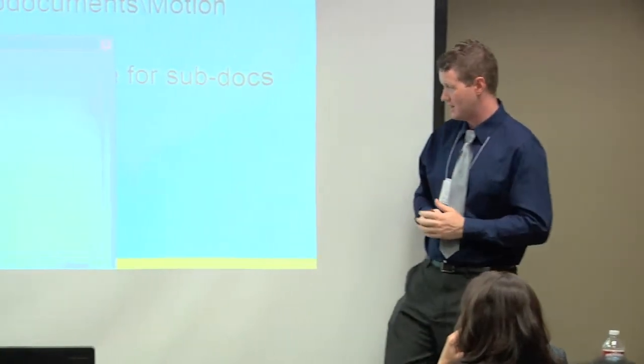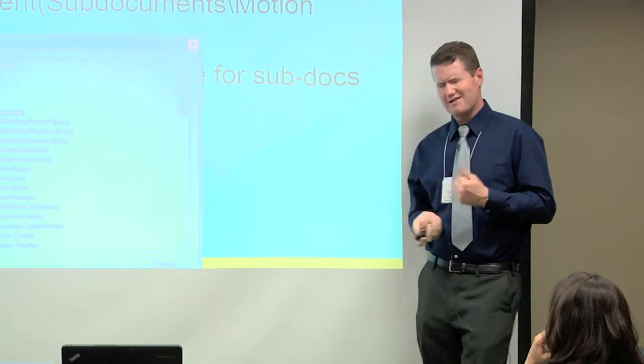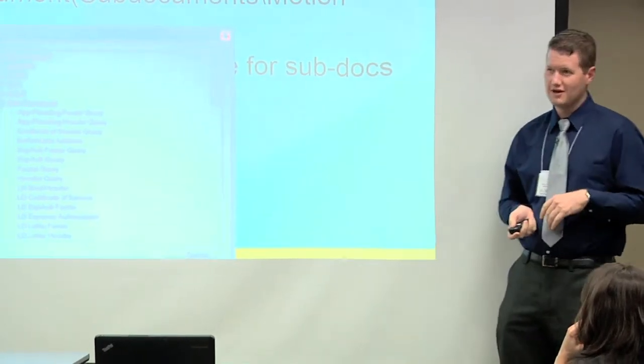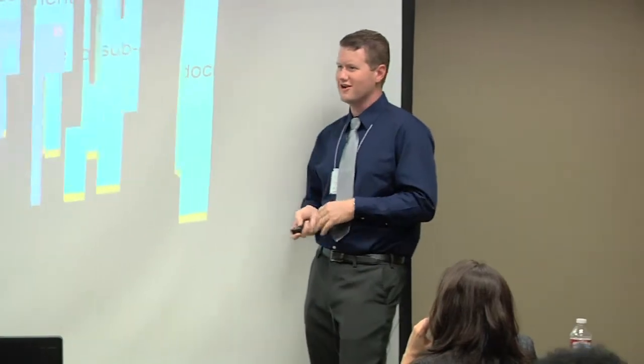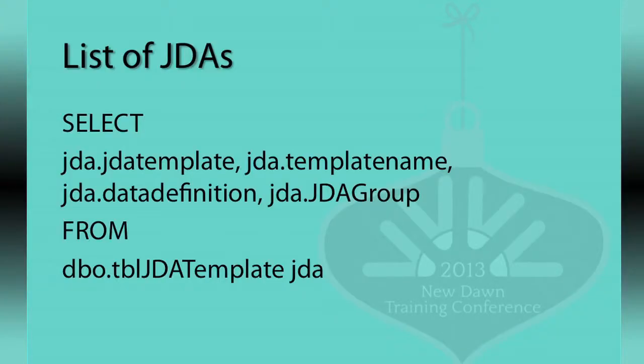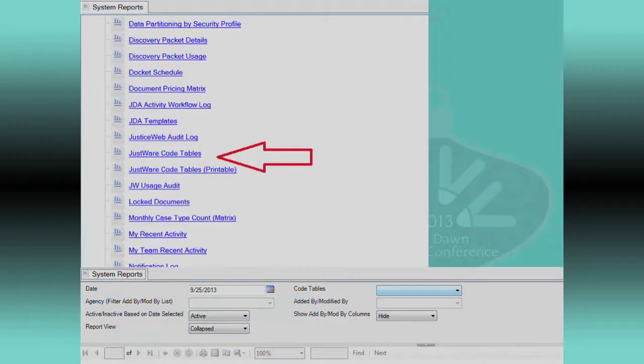How can I organize this in any way? And someone actually in a class right before lunch asked me, hey, how can I get a list of the JDAs that I can play with? And I was like, oh yeah, well that's actually really easy. And I just wrote him the SQL query to get it, not thinking that actually Nudon already built a report to do this. It's called JustWare Code Tables. So I left the SQL query in there for those of you who like SQL Server Management better than reports.